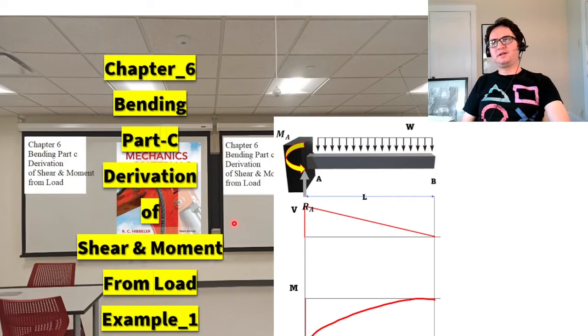Chapter 6, Bending, Part C, Derivation of shear and moment from loading function. Example 1.